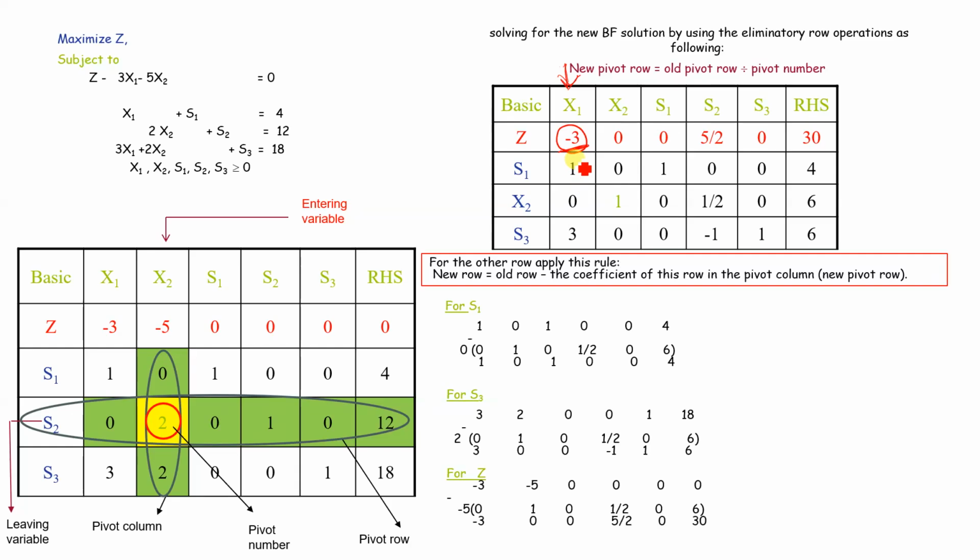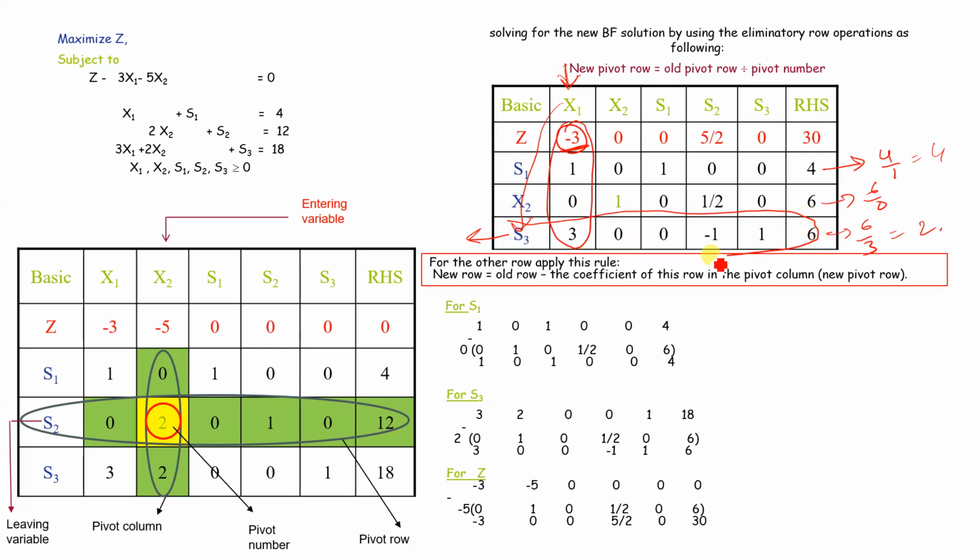So this is the pivot column, and let's find out the ratios. Here we have 4 over 1, here we have 6 over 0, and here we have 6 divided by 3. Okay, so the least positive one is this one. So S3 is going to leave this time. That is, S3 will be replaced by this x1, and this is the pivot row.